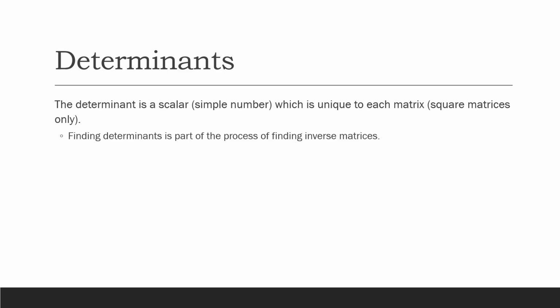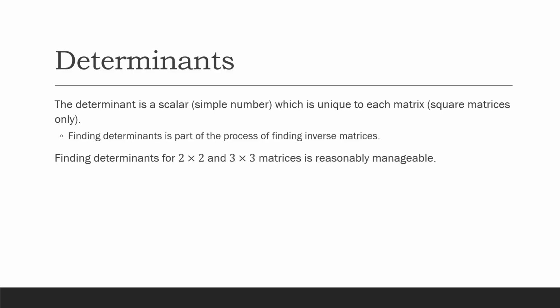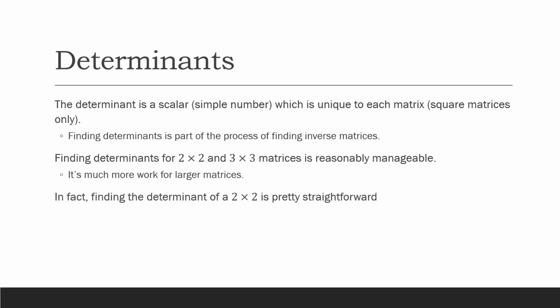So this is the first step in finding an inverse matrix. The determinant for 2 by 2s and 3 by 3s is okay. If you go bigger than a 3 by 3, it's quite a lot of work.